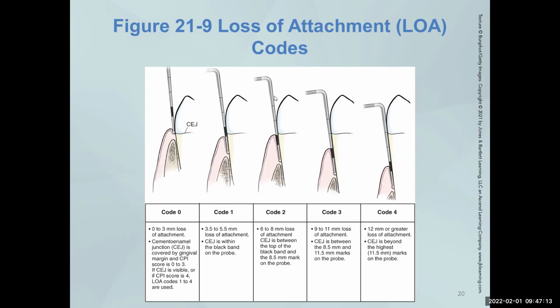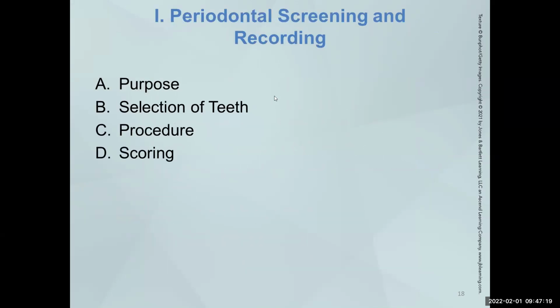So they had little stickers, and it's in the book, and we would put down 1, 2, 3, or 4. And if you had a 3 or a 4, that meant you took that sextant and you did a complete perio charting. Instead of doing it full mouth on everybody, you just did the sites that had disease. So if they had 0s and 1s, but then one sextant had a 3, you'd only have to do a comprehensive on that particular sextant.